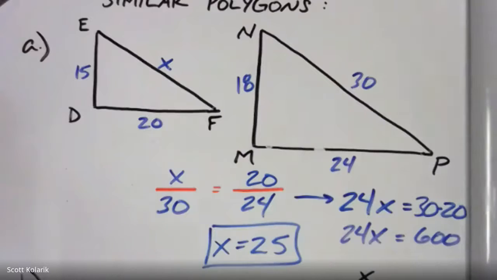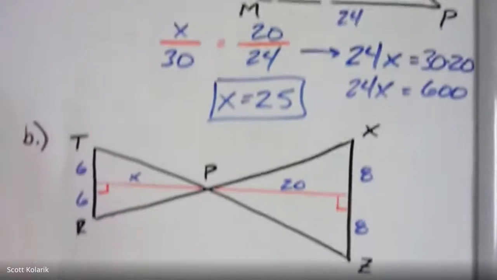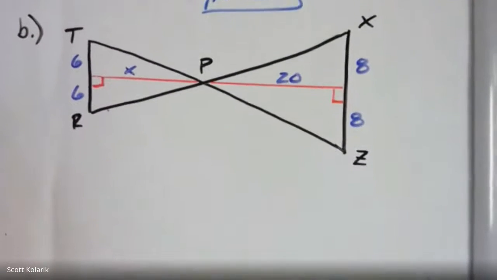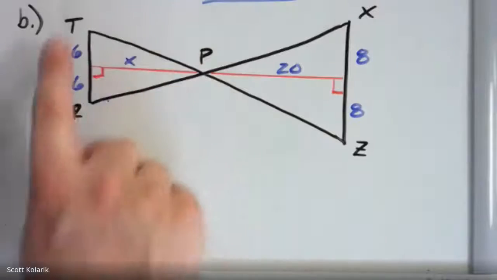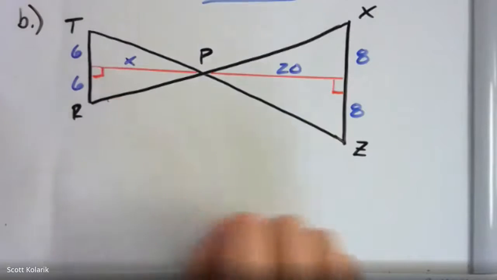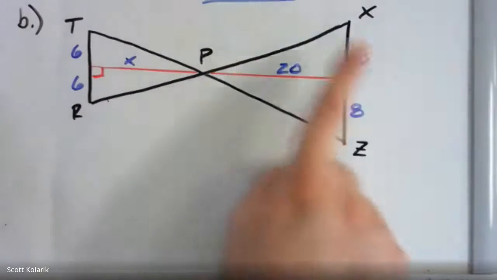All right, let's move on. Our second example for the day, we're given the following. Okay, and we're told the same kind of information. We are told that we have two similar triangles here, namely the smaller triangle RTP here on the left is similar to XPZ here on the right.